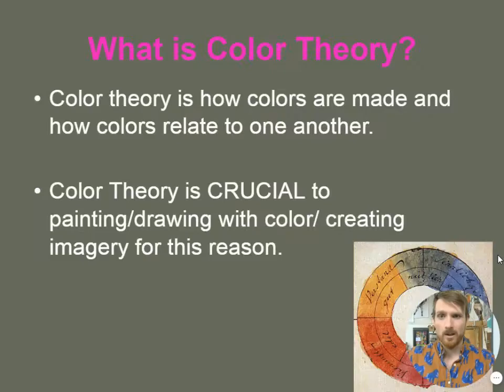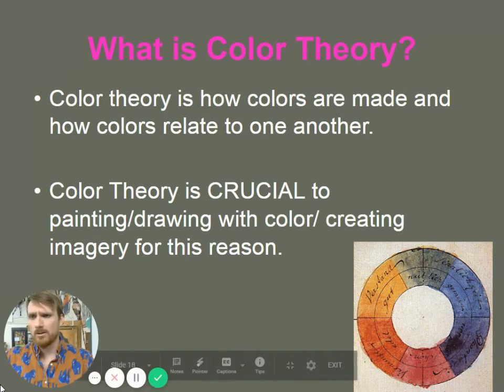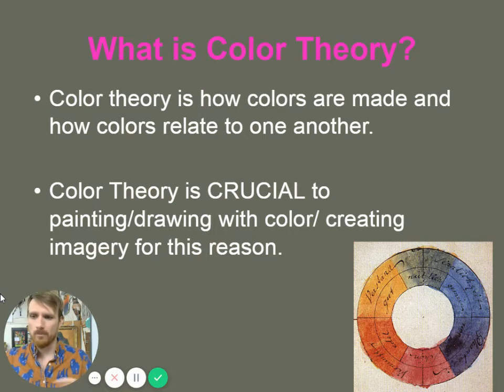We're talking about color. So let's talk color theory. Color theory is how colors are made and how they relate to one another. So we know kind of the science behind color, so we're going to move into the art world. Color theory is crucial for painting or creating imagery or functioning as a young artist in the world, because it's important to understand how those colors interact and to be able to make those colors if need be.